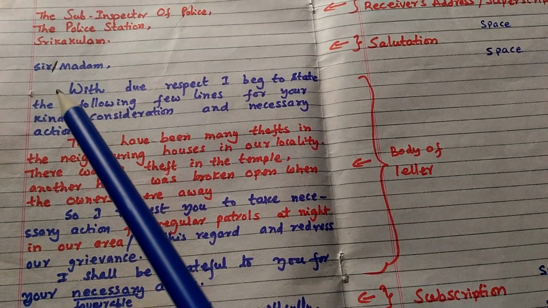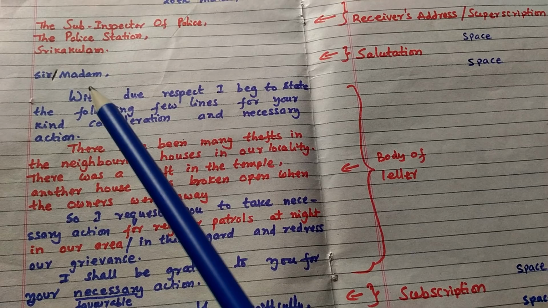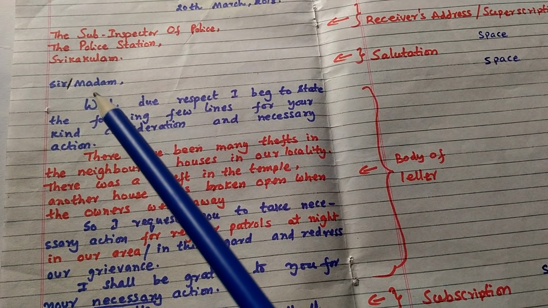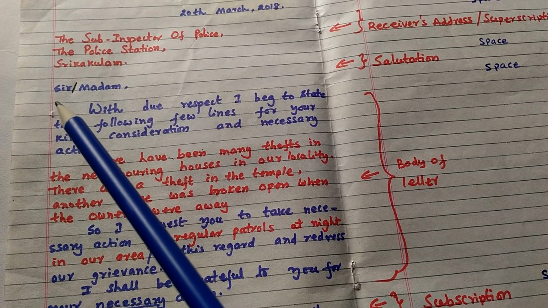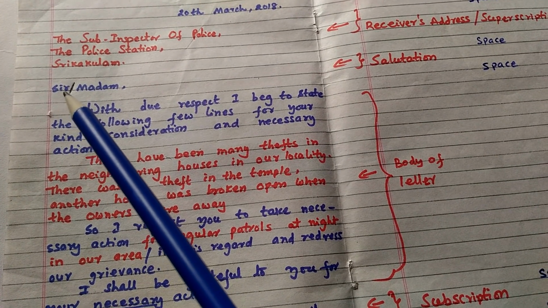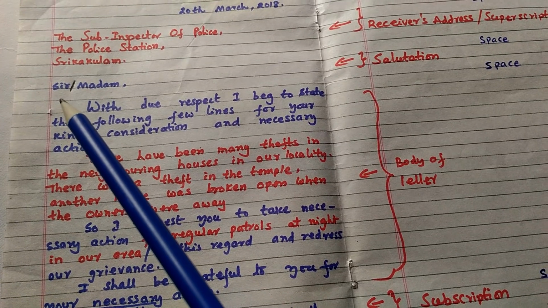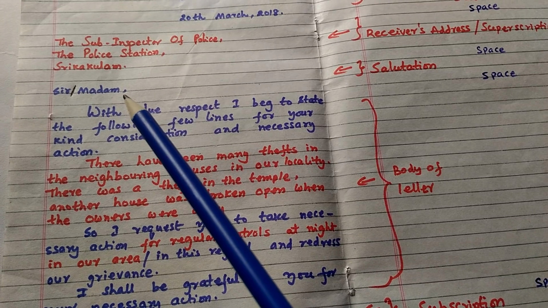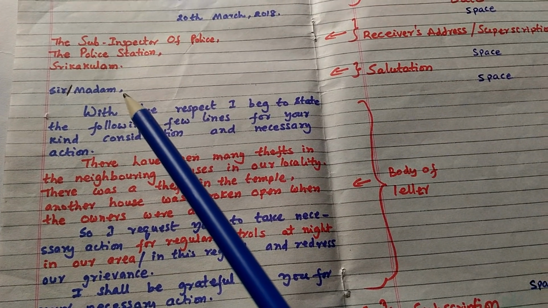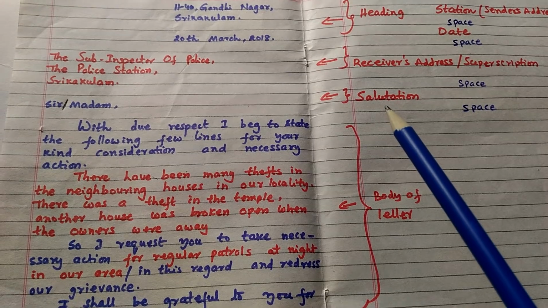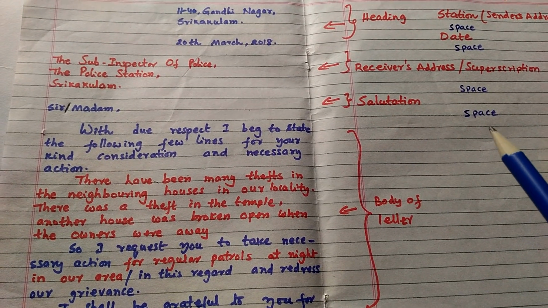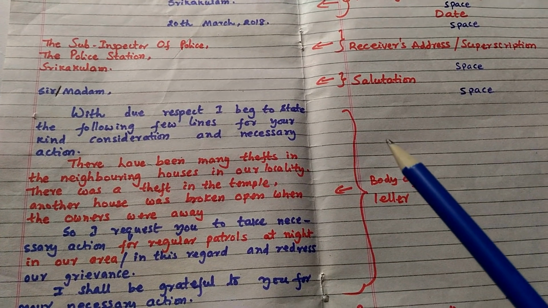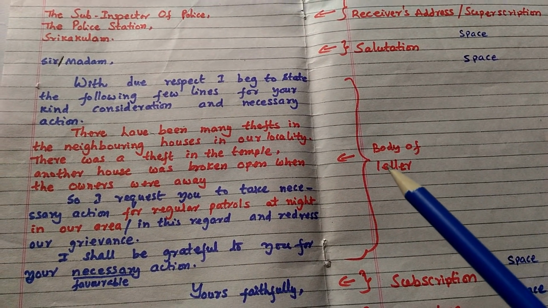The salutation is sir or madam. We can write sir or madam and put a comma. And this should be started immediately, that means very near to the margin. It should touch the margin, and we have to put a comma immediately after it. This part is called salutation, and after writing salutation we have to give one line space. And then comes the body of the letter.